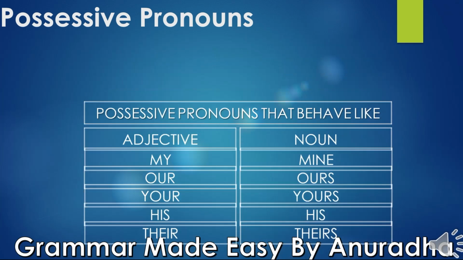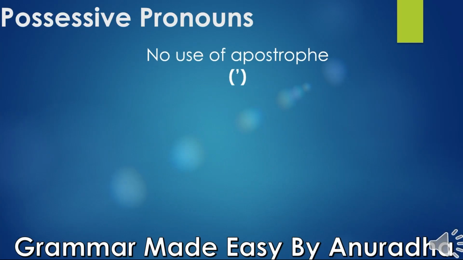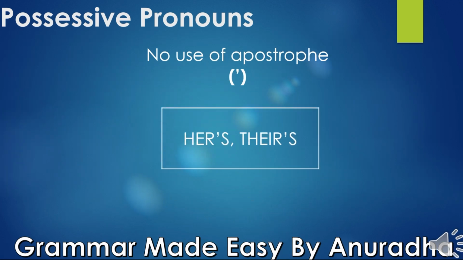Now here I must mention that nowhere in any of these sentences does there appear such a thing as an apostrophe. Like hers, not apostrophe s, and theirs, not their apostrophe s. No, we don't use it. Let's take some more examples.